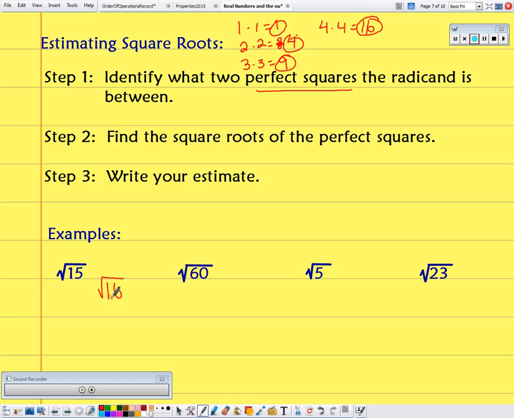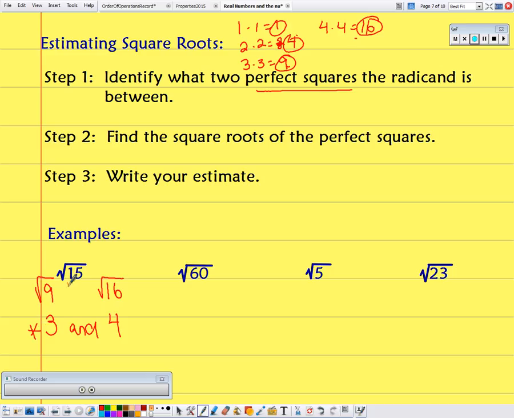16 is a perfect square, and it's between 9. So 9 and 16 are the two perfect squares it's between. That's step 1. Then you find the square roots of the perfect squares. So what's the square root of 9? It's 3, I gave you the answer. And what's the square root of 16? It's 4. And then write your estimate. So we know that this square root is between 3 and 4.